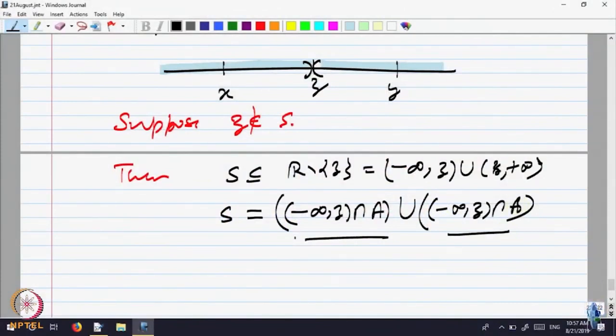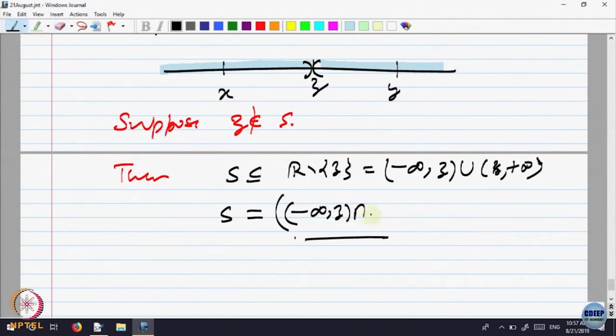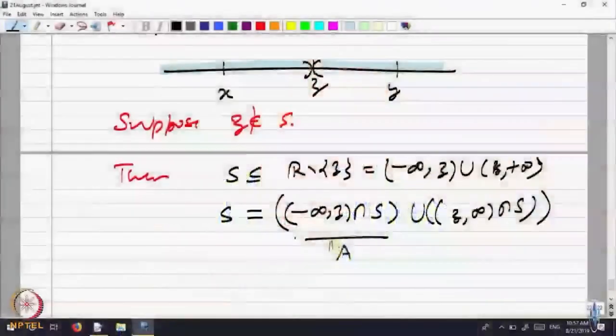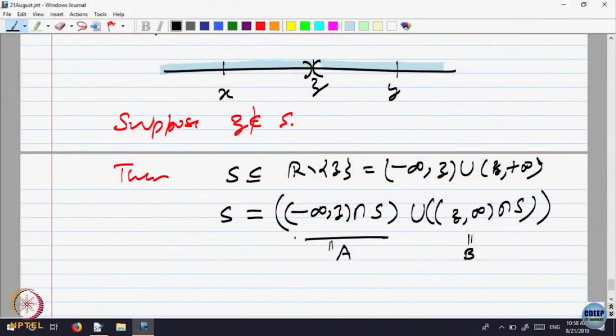Where is A? There is no A, there is S, I think. So, let me write properly: minus infinity to Z intersection S, union Z to infinity intersection S. So, intersection of S on the left side of Z, and on the right side. So, that will be everything. Now call this set A and call this set B. So, S is written as a union of two sets A and B, and they are disjoint.